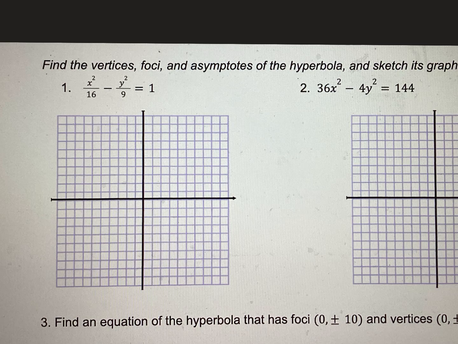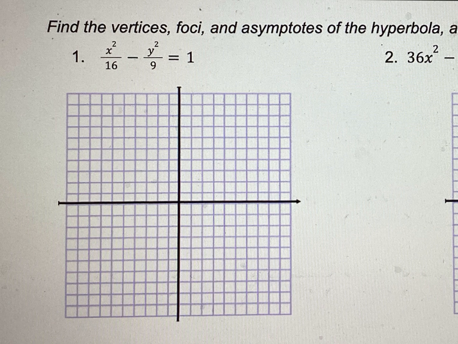Unbelievable. Okay, then we wanted to say find the vertices, foci, and asymptotes of the hyperbola and sketch its graph. Okay, remember with the hyperbola, the first term is the major axis. So this time the x is going to go 4 on the x, both directions. Going to go 3 on the y, up 3, down 3.